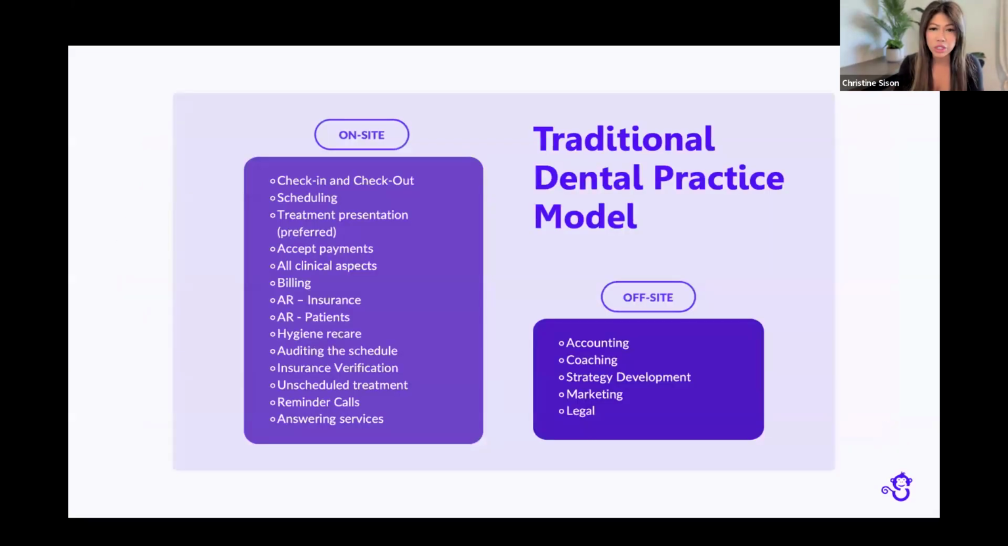So what is the traditional dental practice? Most of you might say, hey, it's on site. Everything is done on site: checking in the patient, all the clinical aspects, billing, posting, answering the phones, etc. Some of you are probably already doing some version of a hybrid model, where your accountant, your rep, your marketing are not on site, they're off site. So you might not be thinking that you're running a practice the hybrid way, but you are.